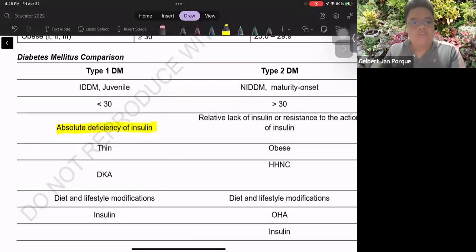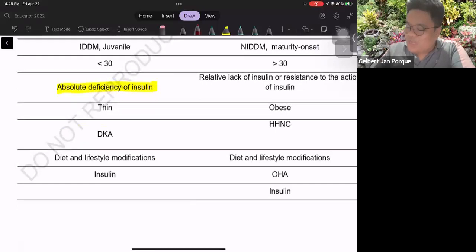Absolute deficiency of insulin. Class, your patient would appear to be very thin because no matter what they eat, there is no insulin to help this food intake be processed and metabolized by the body. So their tendency is to be thin. And one of the major complications that they would have is DKA, your diabetic ketoacidosis, and that is, as explained earlier, because of the absence of insulin.